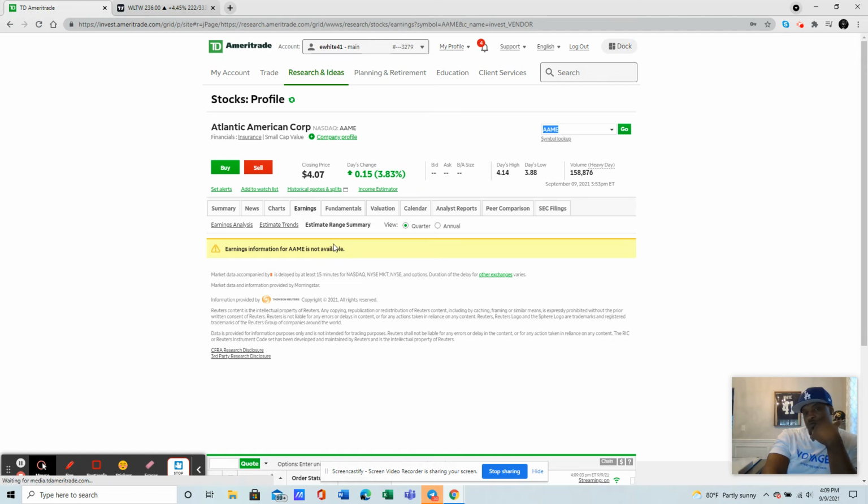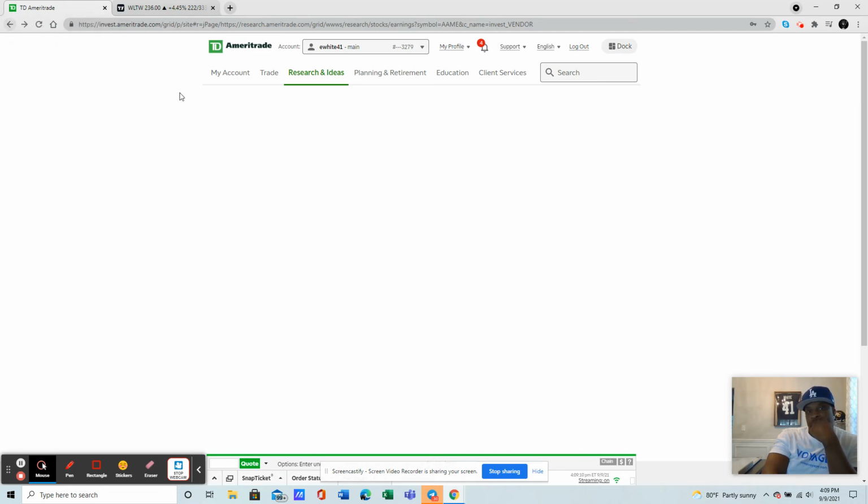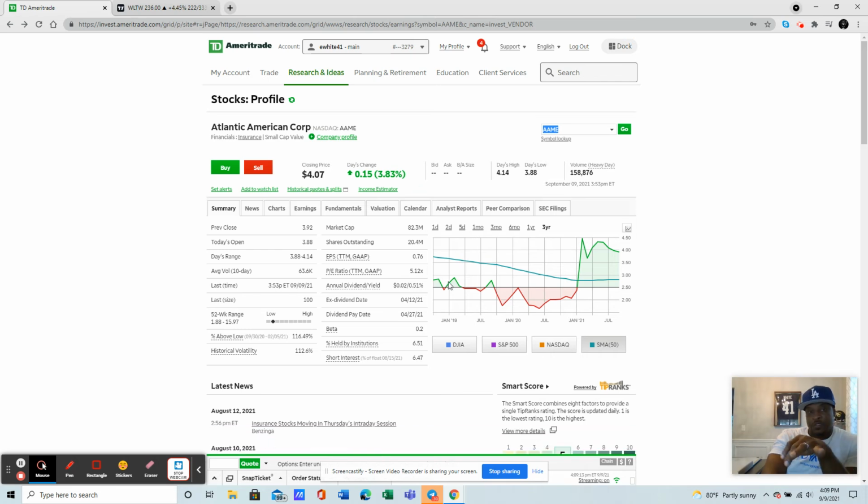So it's not available. Some of them are not going to be available, some will. You can look at the earnings and see what they are, and you would probably have to do some research. Okay, here are the dividends. Their payment was on April 27th, 2021. You had to own the stock by 4/12, and they paid out 2 cents. The annual dividend yield is 2 cents per share. So this is what you would get.